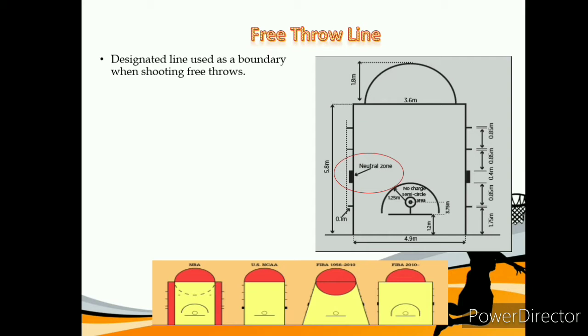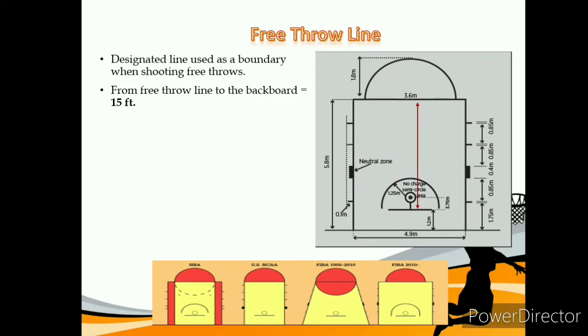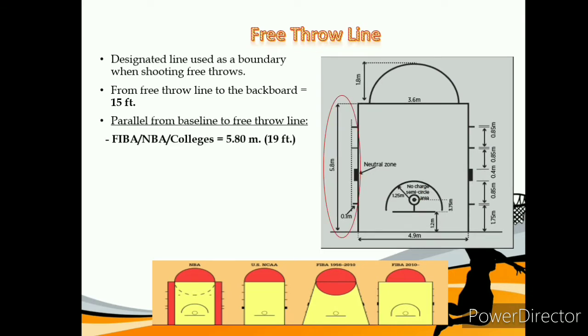Now let's move on with the measurements. The distance of the free throw line from the backboard is 15 feet. Its length doesn't change in any basketball court. Another, parallel from the baseline to the free throw line, the given length in any type of court is 5.80 meters or 19 feet long.